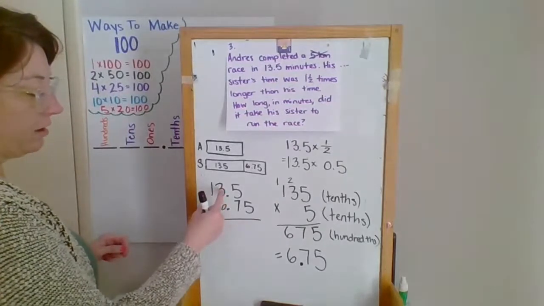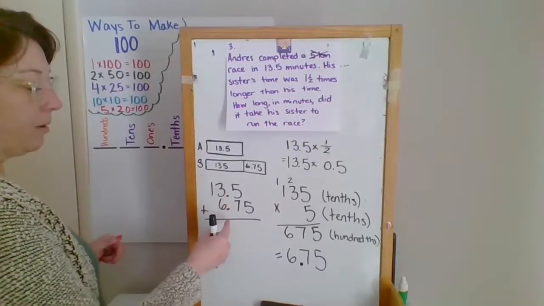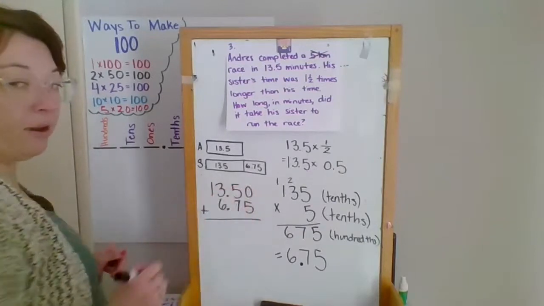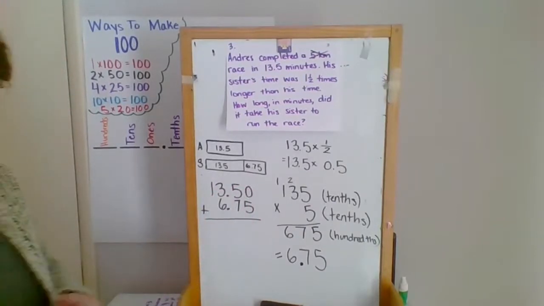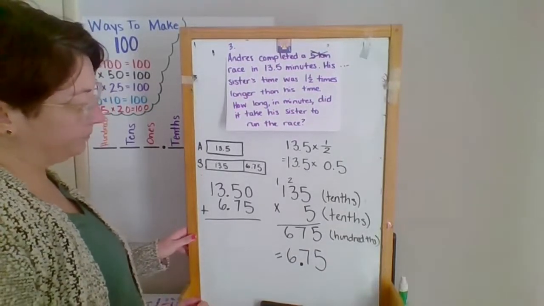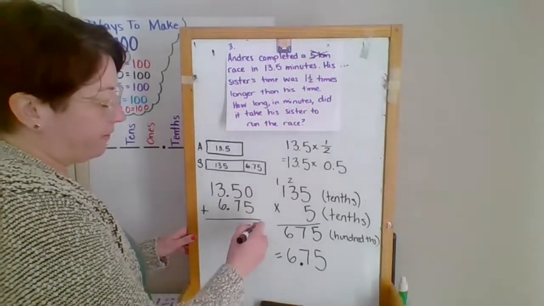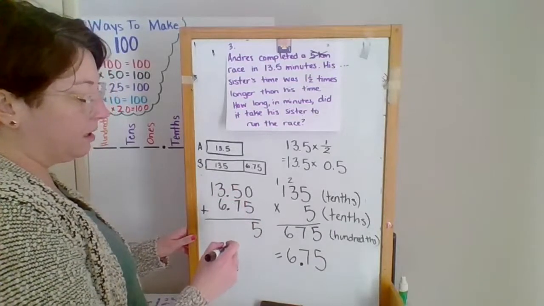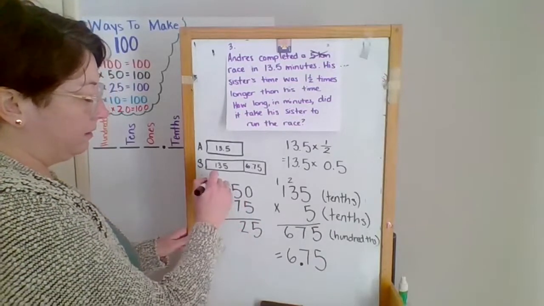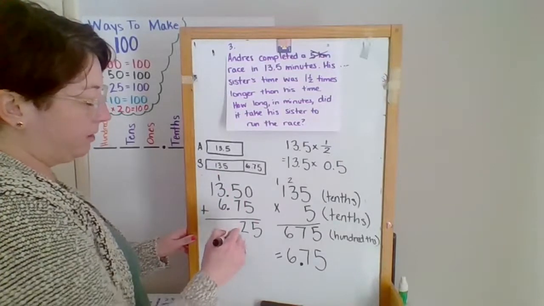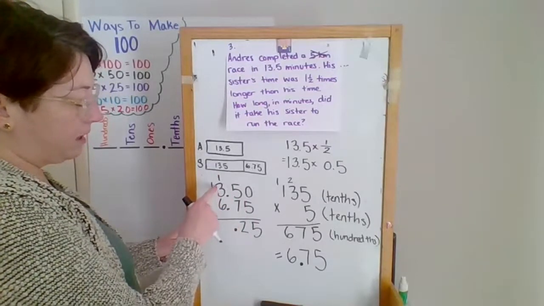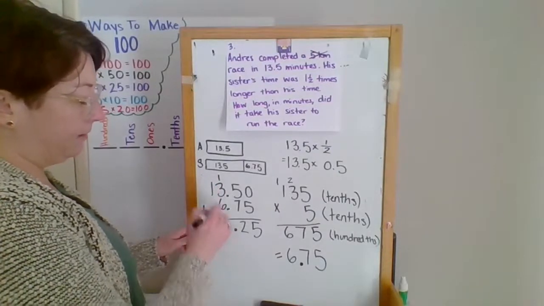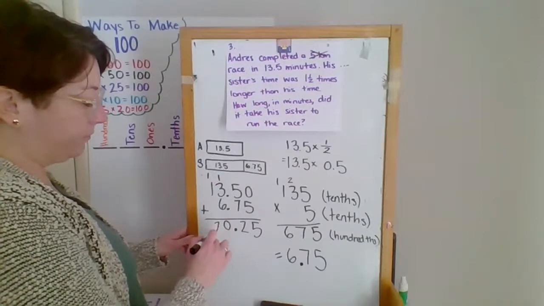So make sure that your decimal points are lined up. And I don't like this empty space here, so I can add a 0. And then we're ready to add. So 0 plus 5 is 5. 5 plus 7 is 12. Decimal there. 3 and 1 is 4, plus 6 is 10. 1 and 1 is 2.